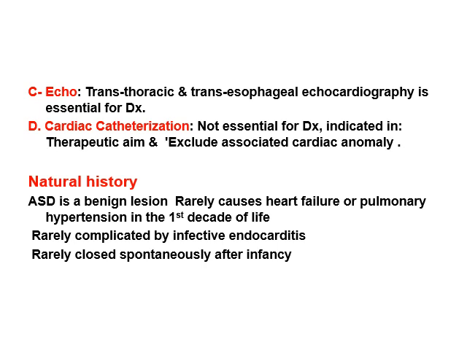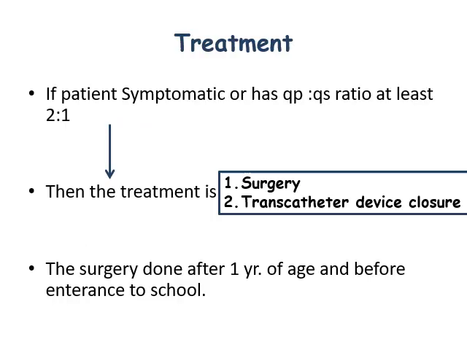Natural history: it is a benign lesion, rarely causing heart failure or pulmonary hypertension, and rarely causing infective endocarditis, and it rarely closes spontaneously. For treatment, if the patient is symptomatic or the Qp to Qs ratio is 2 to 1, then surgery is indicated, by transcatheter device closure, and it is done after 1 year of age and before school entry.